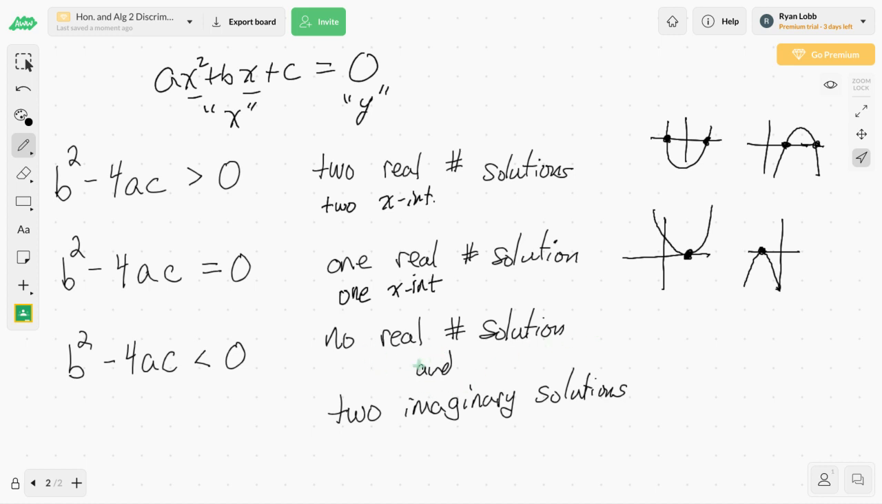And then lastly, no real number solutions means there are going to be no x-intercepts graphically. So if the graph opens up, it would have to be up here somewhere. If the graph opens down, my quadratic would have to be down there somewhere. So there's the discriminant in terms of number of solutions, the type of solutions, x-intercepts, and the graph.